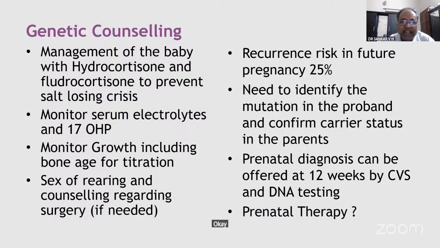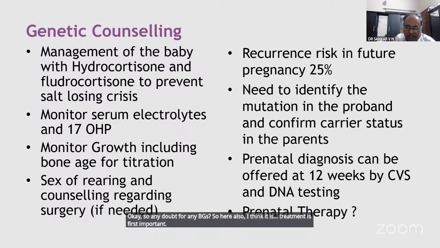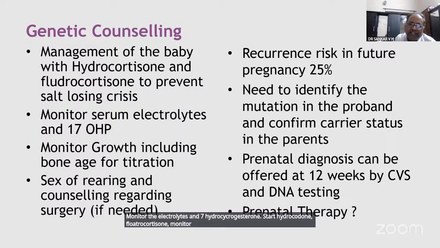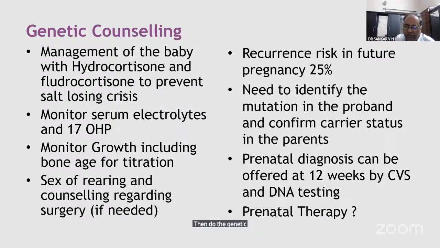Okay. So any doubt for any PGs? So here also, treatment is first important. Sex of rearing, most of the time, is female. Do a karyotype, confirm XX, monitor the electrolytes and 17-hydroxyprogesterone, start hydrocortisone, fludrocortisone, monitor growth including bone age, then do the genetic testing, confirm the mutations, do the parental testing. Recurrence risk is 25%. Do prenatal diagnosis in the next pregnancy. Prenatal therapy is not in the picture.